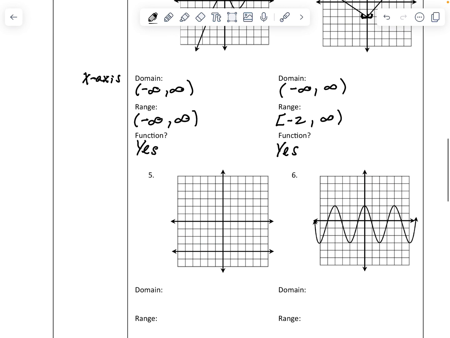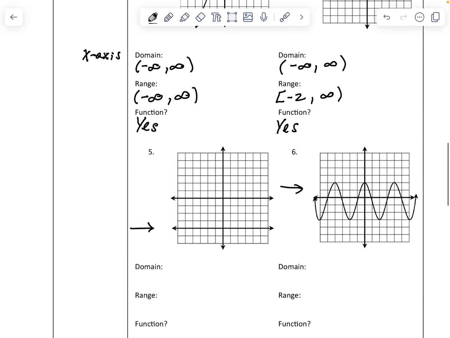So now you try number 5, and the line is right here. Don't confuse it with your axes. And try the shape. Okay, try number 6. And let me know what you get, okay? If you have any questions, please let me know.